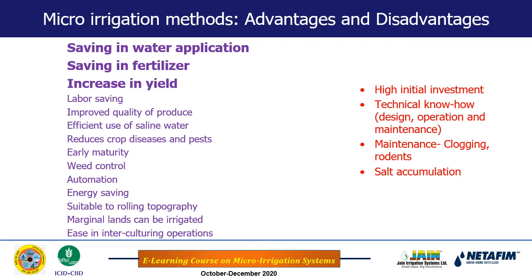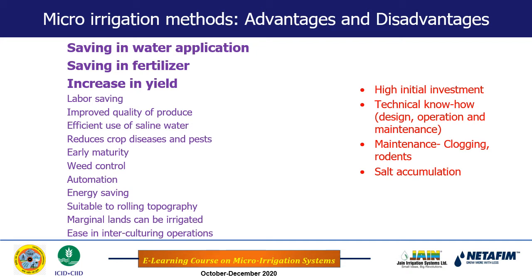The most important is that when we apply water in small, micro quantity, this water has to be applied through nozzles which have small holes. If those holes are blocked, then there will be clogging and water won't be applied. So this is the biggest disadvantage associated with this method. But of course, there are components for this purpose, filtration. But if the filtration unit is not maintained properly, then there will be clogging. Then rodent problems are also noticed at many places if the system is not operated properly.